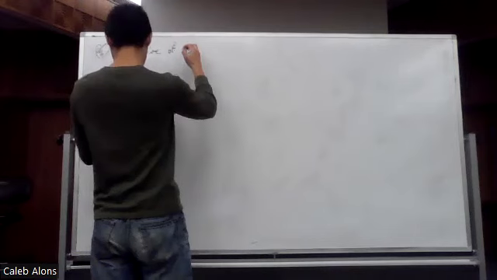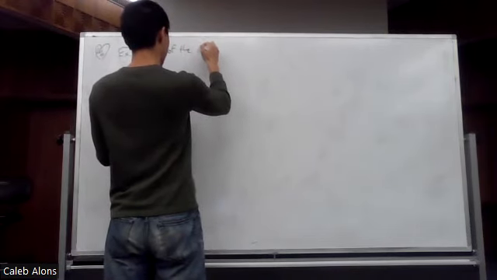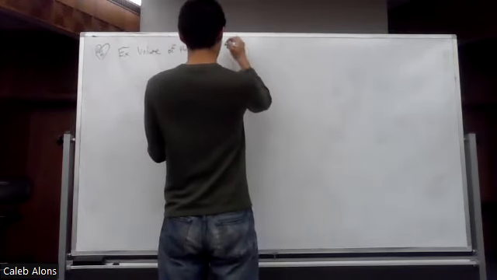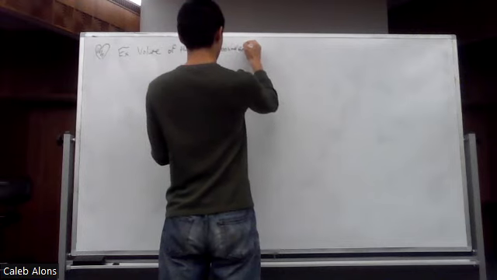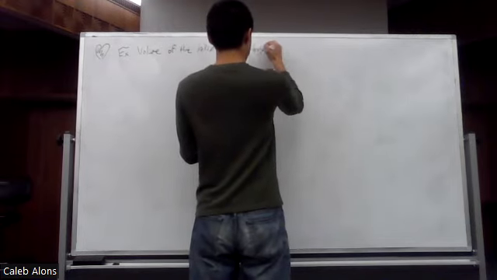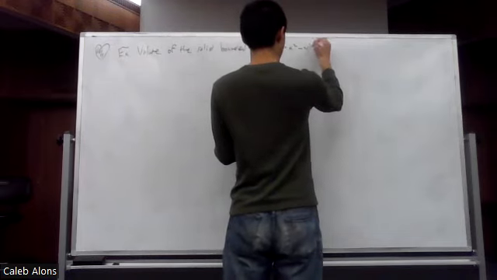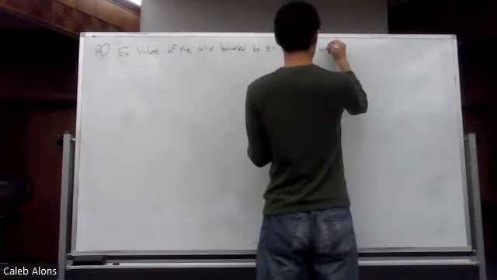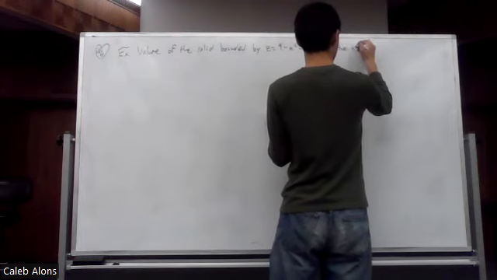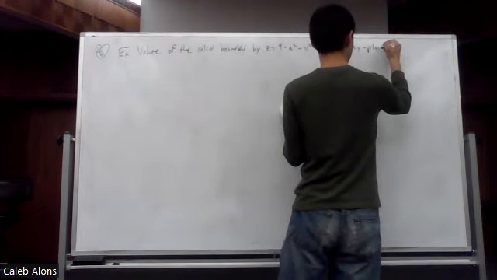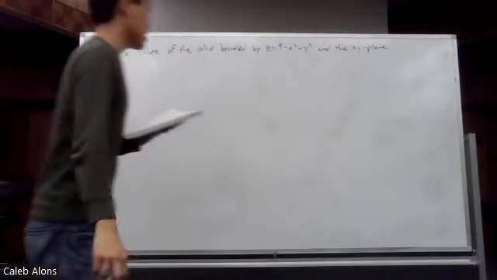Volume, okay, so let's find the volume of the solid bounded by z is equal to 9 minus x squared minus y squared and the xy plane. Step one, let's actually figure out what this is.